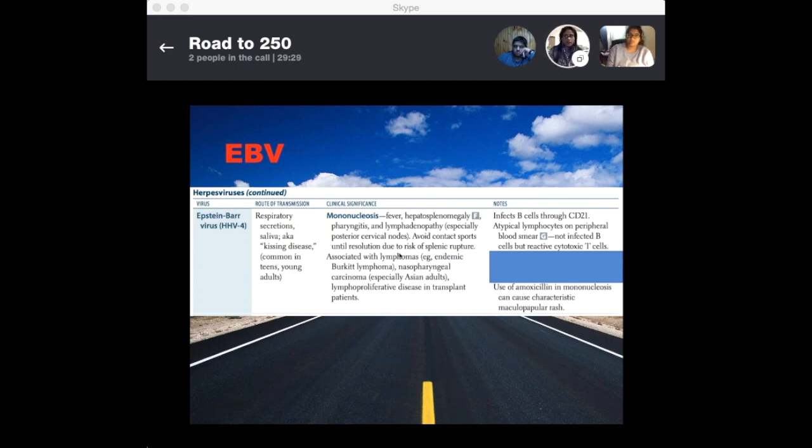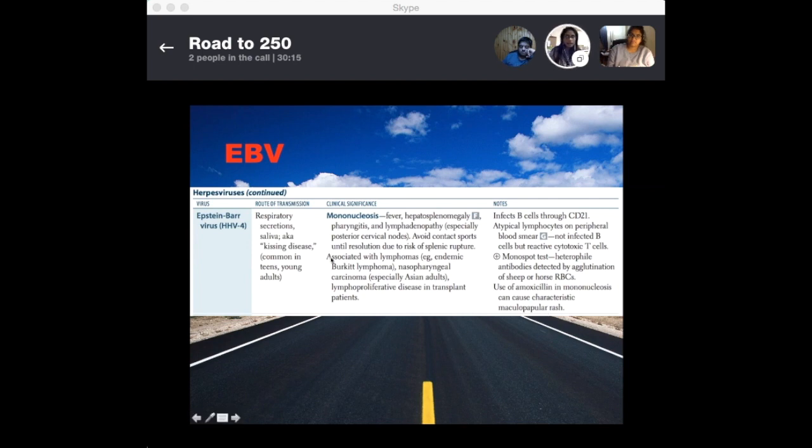And what is a test that we can use for this? Yeah, exactly. So for diagnostic features, there is a positive monospot test, also known as the heterophile test. Essentially, heterophile antibodies are detected by agglutination of sheep or horse RBCs in the test. We do not use amoxicillin in mononucleosis. Using amoxicillin in these patients who have mononucleosis can cause a maculopapular rash, which is also commonly seen.